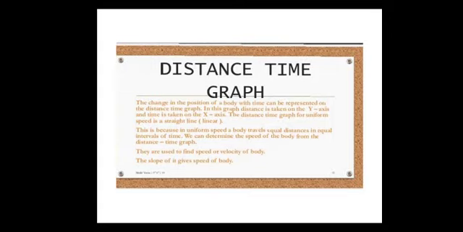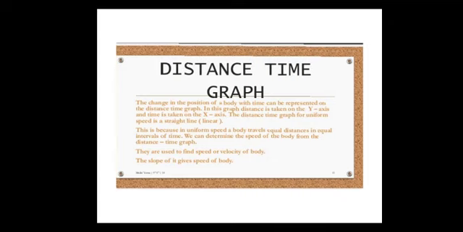Students, today we are going to study the distance time graph. Here we are dealing with two variables, one is distance and the other is time. Whenever we have to plot a graph, we need two variables, one is an independent variable and the other is a dependent variable. Out of these two, time is the independent variable and distance is the dependent variable. So we know that time is the independent variable, and the independent variable is always plotted on the x-axis, and the dependent variable is always plotted on the y-axis.